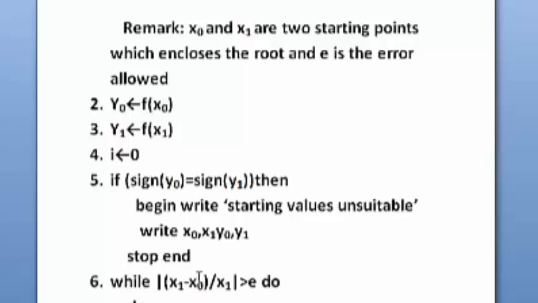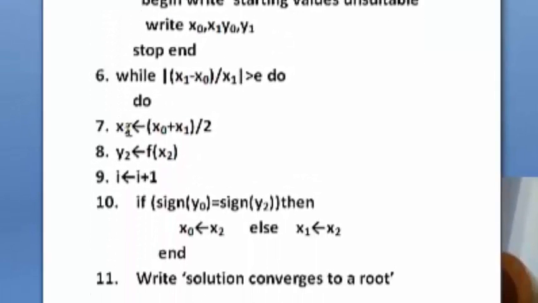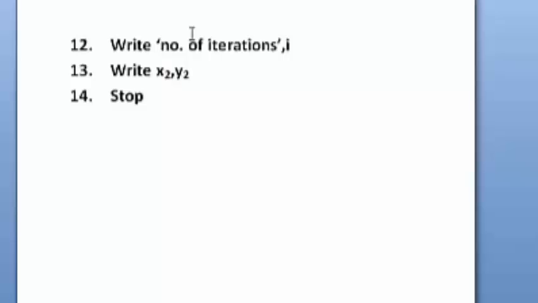Then check the condition: if (x1 minus x0) upon x1 is greater than e, then put (x0 plus x1) upon 2 in x2, then put f of x2 in y2, and increment I by 1. Now check if the sign of y0 is equal to the sign of y2, then put x2 in x0, otherwise put x2 in x1, and end the if statement. Write solution converges to a root, write the number of iterations I, then write the values of x2 and y2, and stop the algorithm. This was the solution for the above asked question. Thank you.